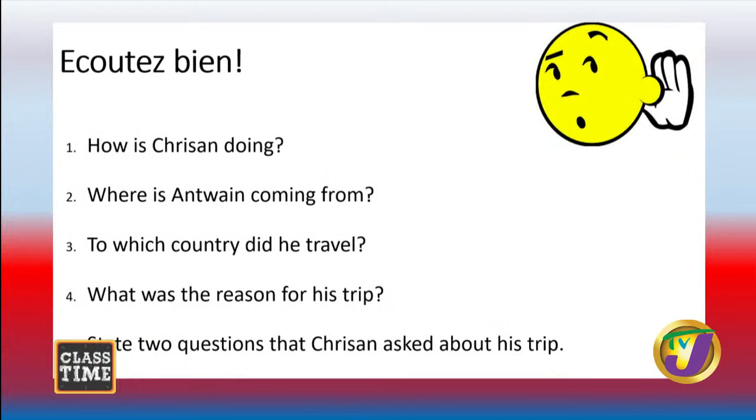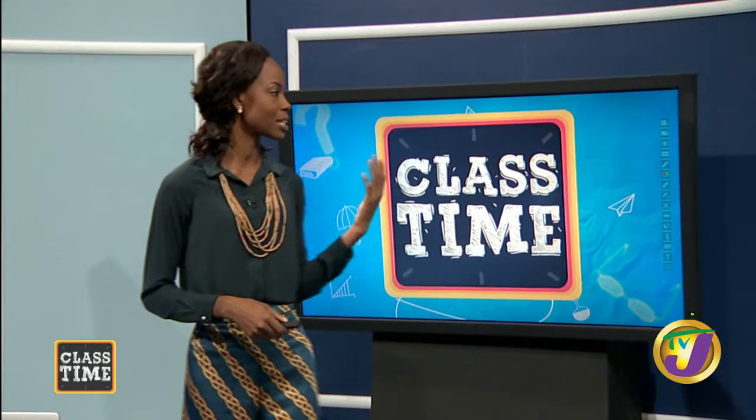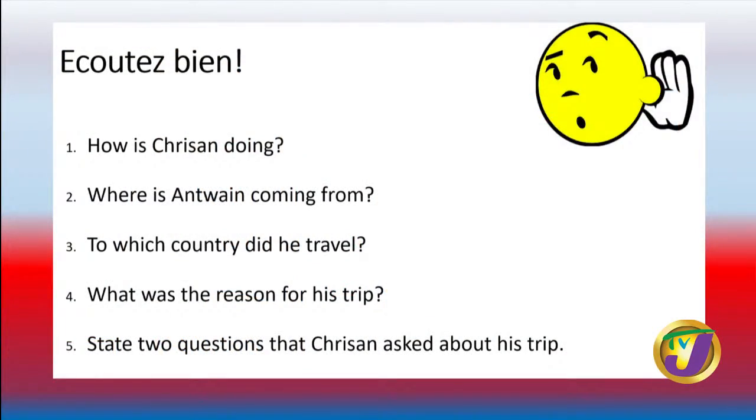Now, you're going to be listening to a conversation between myself and Antoine. Listen carefully so that you'll be able to answer these questions. First question, how is Kristen doing? Next, where is Antoine coming from? Number 3, to which country did he travel? Number 4, what was the reason for his trip? And number 5, state 2 questions that Kristen asked about his trip. Now, get your pens and your paper and let's go.